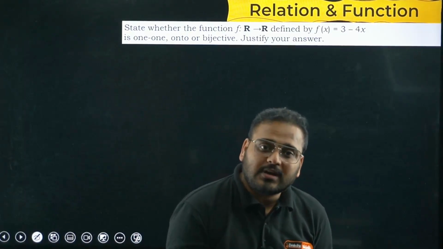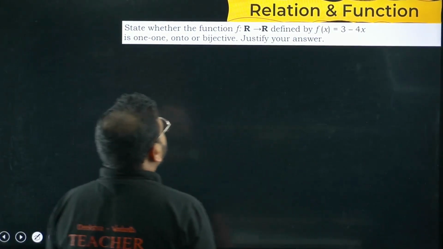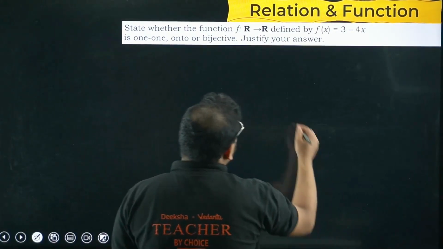So I didn't want to miss out on that. That's why I've taken some questions like this in relations and functions. Let's solve this. So we can prove one-one first. One-one is very simple.